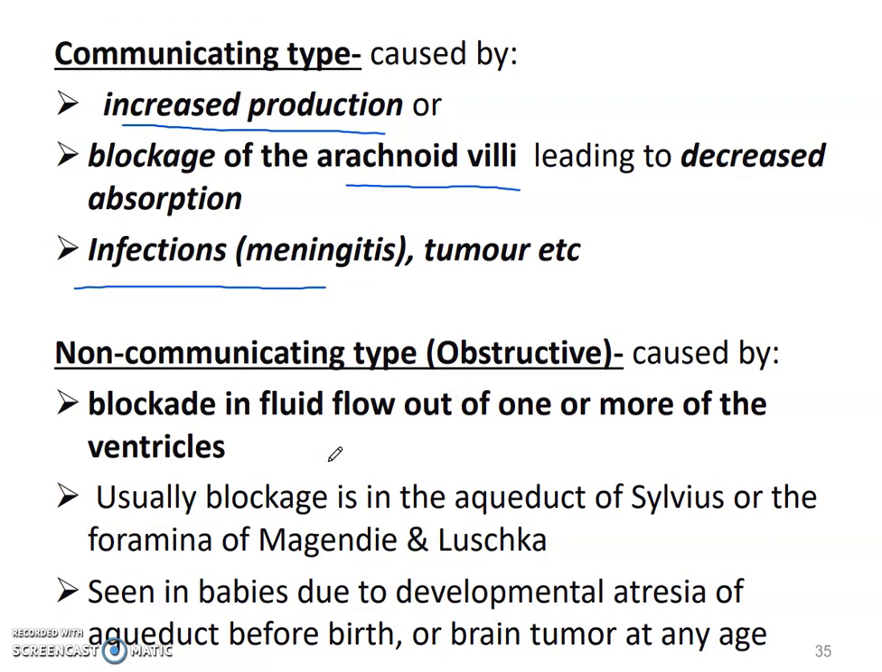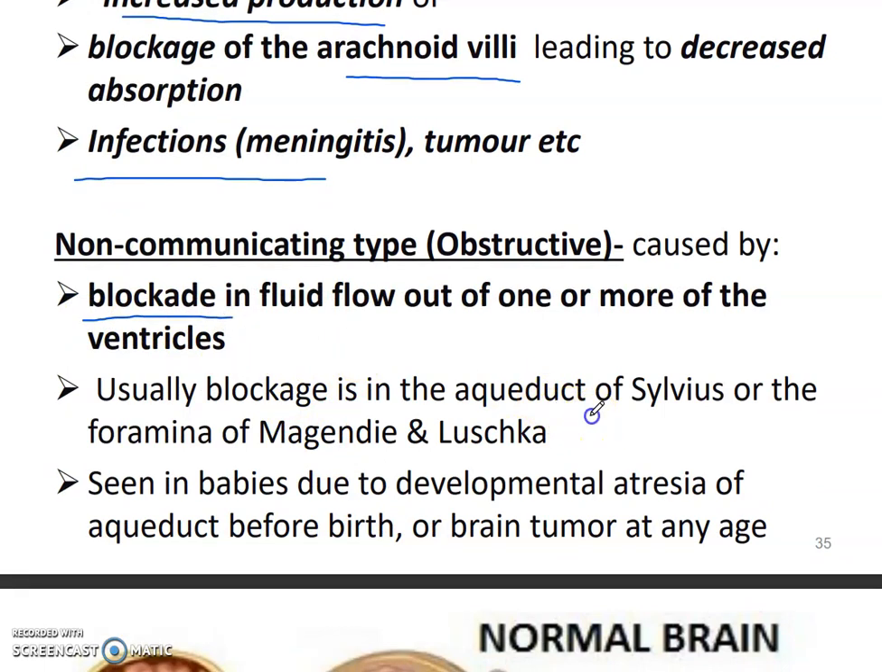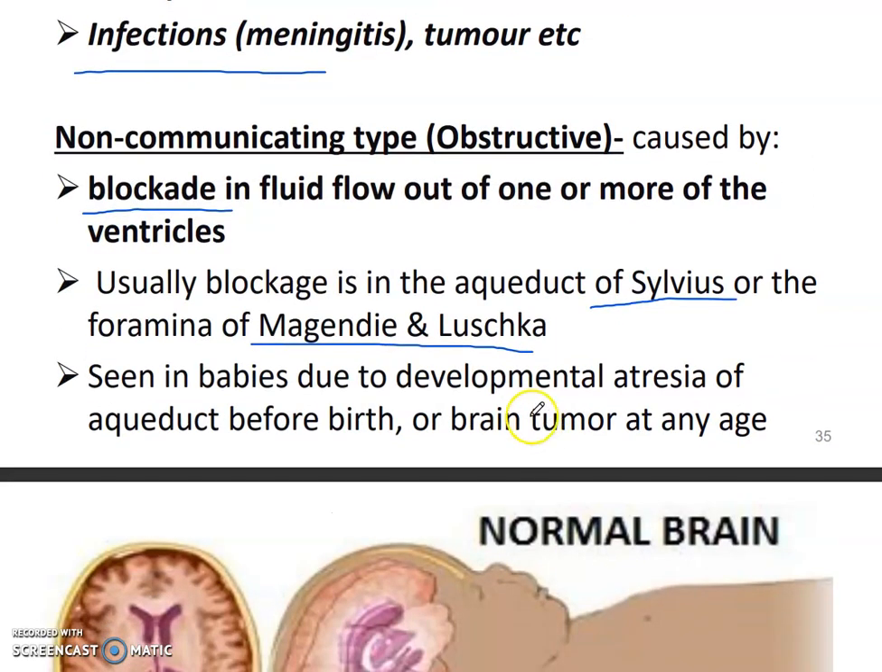The non-communicating type is caused by blockade, usually in the aqueduct of Sylvius or in the foramina of Magendie and Luschka. It is also seen in babies due to developmental atresia before birth, or brain tumor at any age.